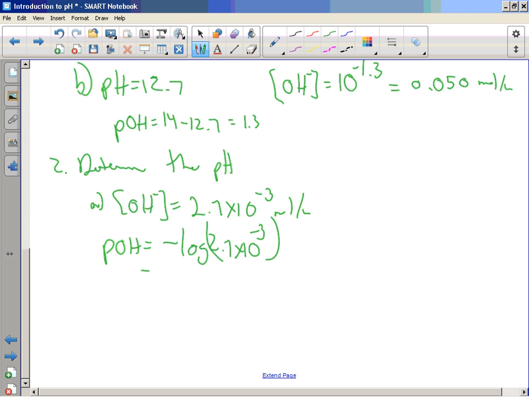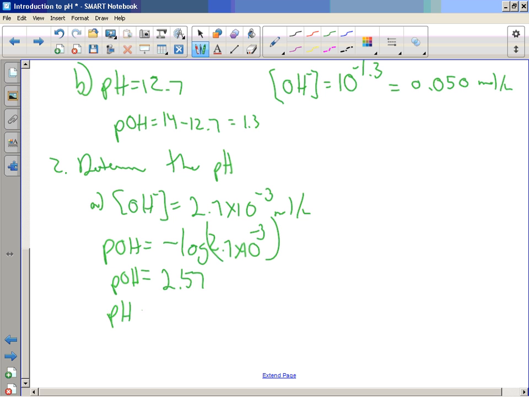Again, we can make a guess. The pOH should be close to what? What should it be close to? 2 and 3. So what do you get? It's got to be between 2 and 3. Yep. 2.57. All right. But we're not done because now we want the pH.